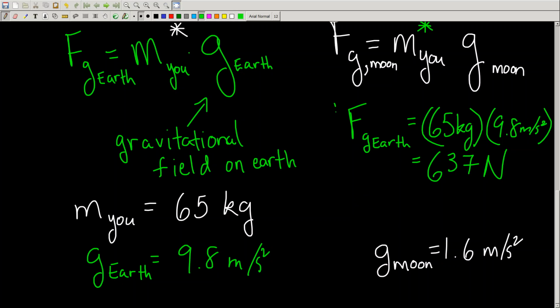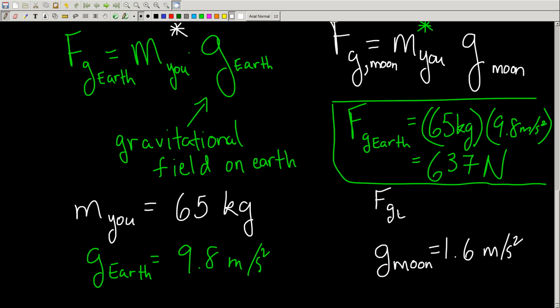Now, what about the Moon? Let me circle this. We got Fg Earth. And now let's calculate Fg Moon. So let's do the same calculation, but with the Moon's values. So if you go 65 kilograms times 1.6, 65 times 1.6, you get 104 newtons.